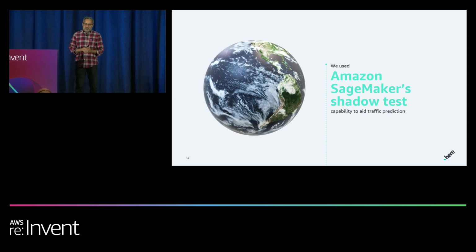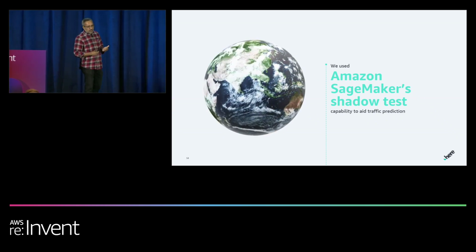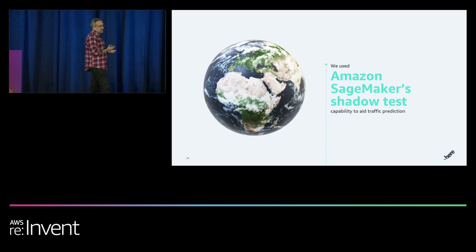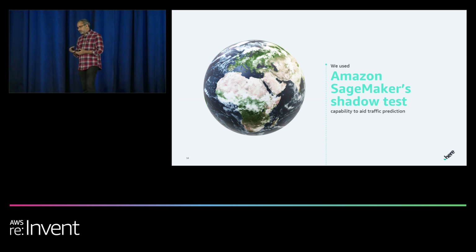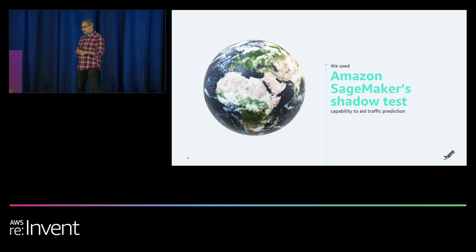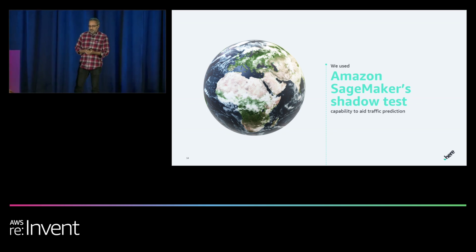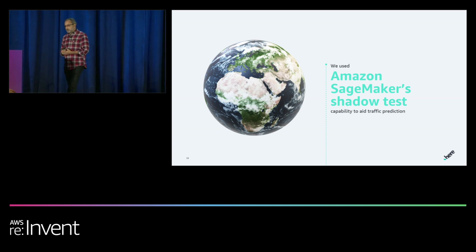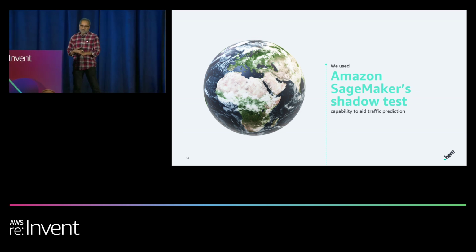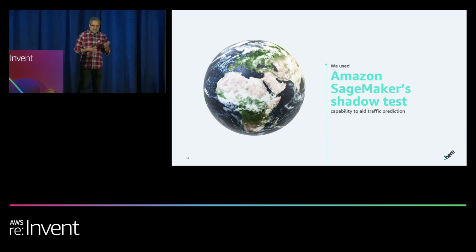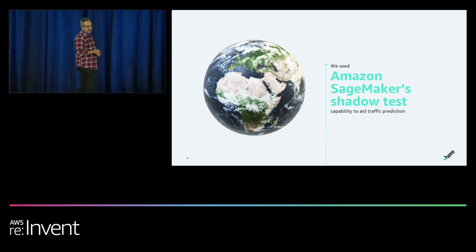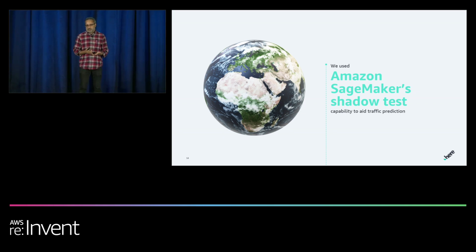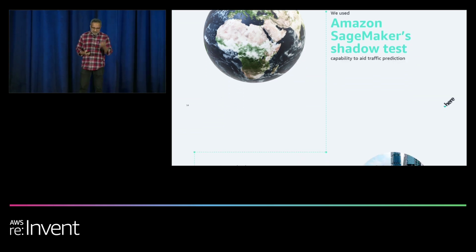Now, why are we here today? We have been using machine learning for many years, but we were not using SageMaker. We only started using SageMaker recently. We liked what we saw. We liked it so much, we are rolling it out to our location platform customers. And the feature that we are talking about today, the shadow testing, is creating quite an interest in our company. And I'll tell you why.